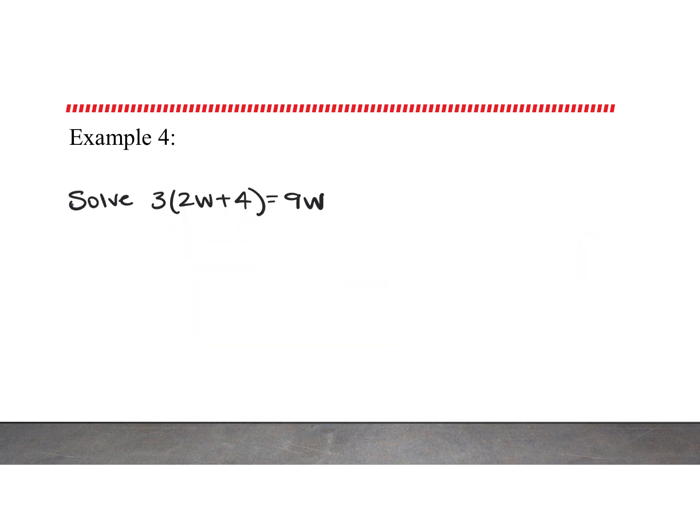Example 4, solve 3 times (2w plus 4) equals 9w. So this is the first time we've seen a parenthesis in here, so we're going to use our distributive property. Distributive property means that whatever is outside of the parentheses is going to get multiplied into everything inside the parenthesis. So we're going to do 3 times the 2w plus 3 times the 4. So 3 is going to get multiplied to both of those pieces. So 3 times 2w is 6w, and 3 times 4 is 12.